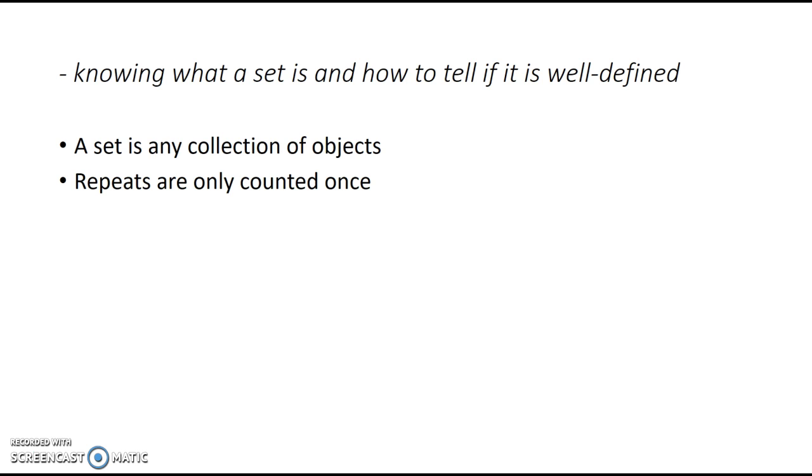Repeats are only counted once. So if I had a set with, let's say, the numbers 1, 2, 3, and 1, that set would only have 3 items. It would have the numbers 1, 2, and 3. If 1 appears twice in the set, it's only counted as a single element in that set. And order of objects does not matter. So the set with Carly and Tim is the same as the set with Tim and Carly.